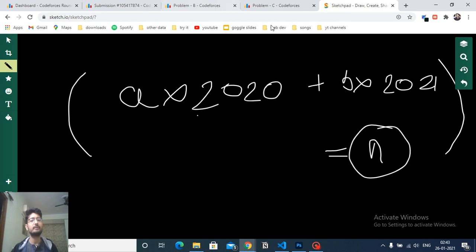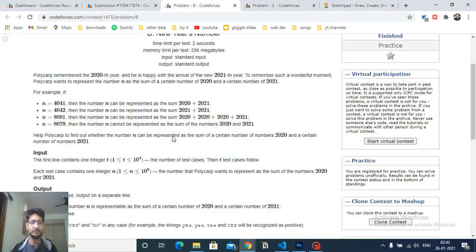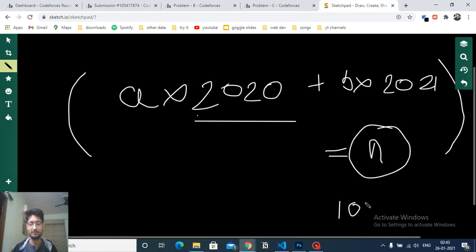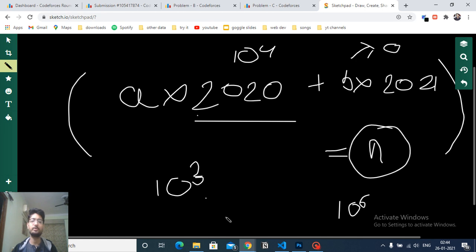Now as you can see, this is 2020 and the problem statement states that n is up to 10 to the power 6. Now let's assume that a times 2020 plus b times 2021 is equal to n, where n is up to 10 to the power 6. Let's assume that b is equal to 0, so this is a times 2020 equal to n. Because 2020 is roughly 10 to the power 3 and n is 10 to the power 6, a can be up to 10 to the power 3 at max.